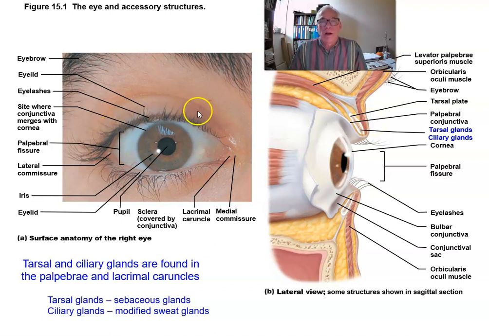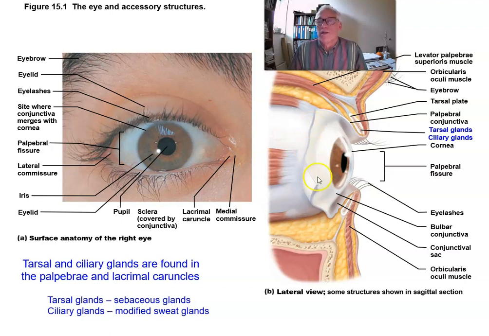Within the palpebra are hair follicles, the eyelashes are there, and there's also tarsal glands and ciliary glands in the eyelids. The tarsal glands are modified sebaceous glands, and the ciliary glands are sweat glands. So we have some moisture and some oil coming out, which, as we'll see a little bit, along with the lacrimal fluid, keeps the surface of the eye moist all the time. There's also tarsal glands and ciliary glands in the lacrimal caruncle here, at the medial aspect of the eye opening.